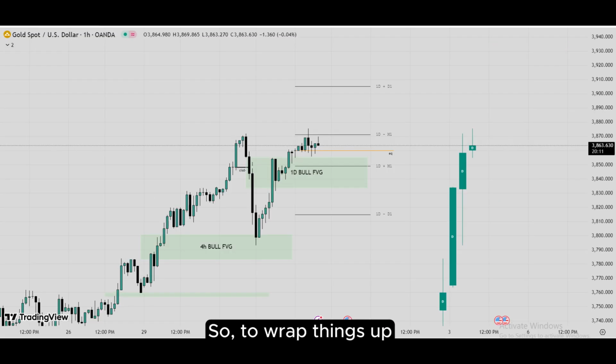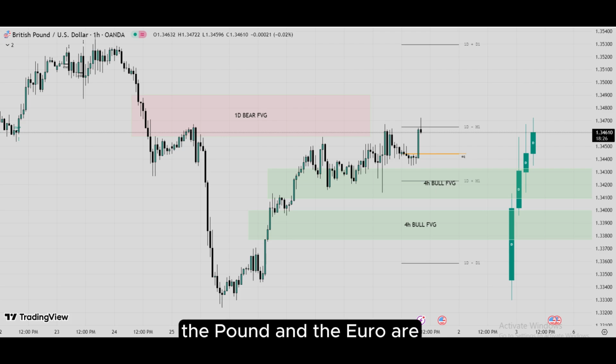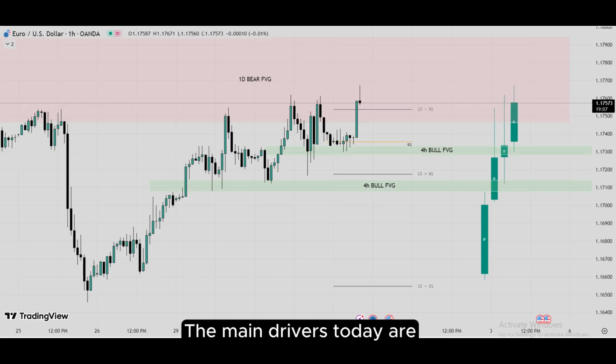So to wrap things up, gold and Nasdaq are showing bullish characteristics, holding within their respective fair value gaps after liquidity sweeps. On the other hand, the pound and the euro are displaying bearish pressure, trading below their key fair value gaps and looking poised for further downside. The main drivers today are clearly the liquidity sweeps and the subsequent changes in the state of delivery.